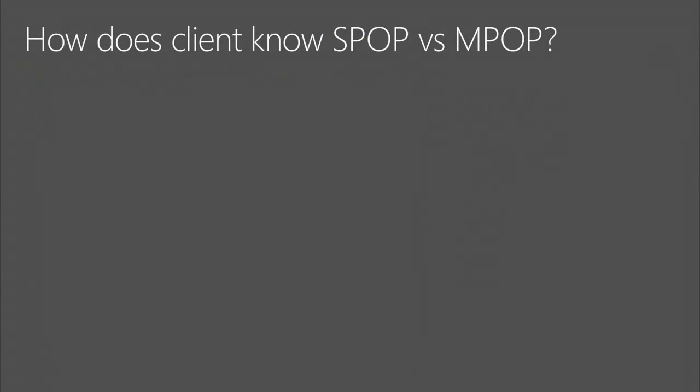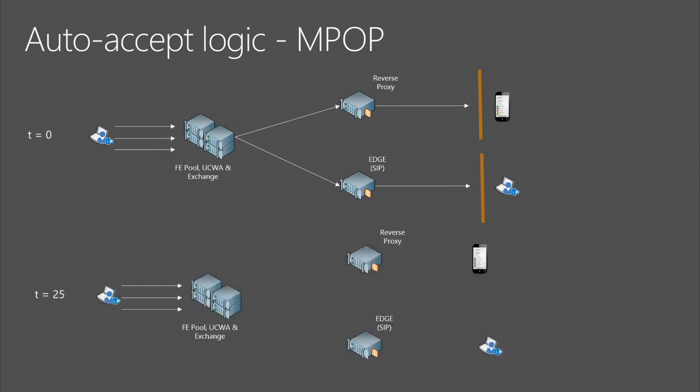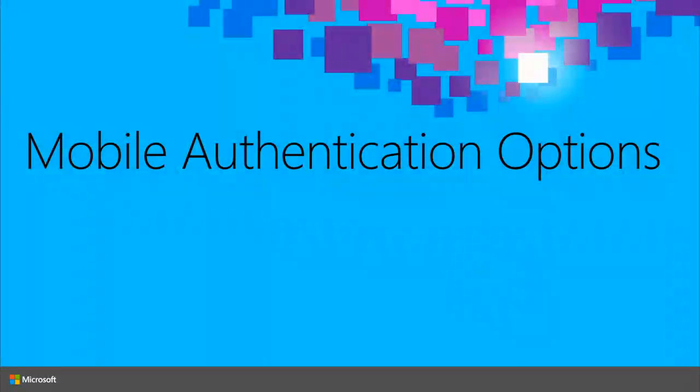So that's what we actually just went through. How does the client know whether it is SPOP versus MPOP? So this was quickly to explain the MPOP logic for auto accept. At t equal to 0, the messages are coming. It is delivered. The toast is showing up on mobile as well as desktop, but it's not accepted. The sender keeps sending the messages. At t equal to 25, you will see that those are auto accepted and those are delivered, but the desktop client is sending a 486. So that was about server-side conversation history and auto accept.